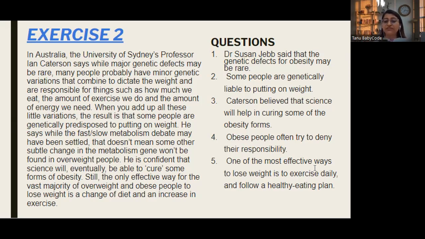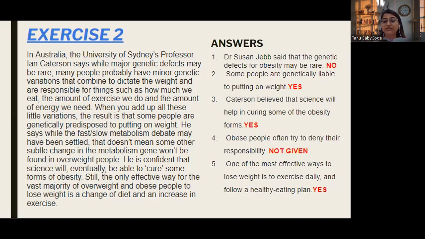One of the most effective ways to lose weight is to exercise daily and follow a healthy diet plan. So look for one of the effective ways. What are the effective ways? Are these the effective ways or not? If they are, then it is said to be yes. If they are not, then it can be no, or if one is there and another is not there, or if there is no information about this, then it is said to be not given. Once done, please check all your answers so that you have an idea how to strategize your yes, no, not given questions, right?